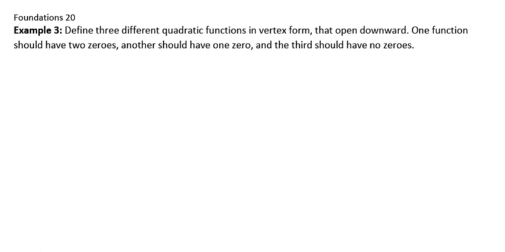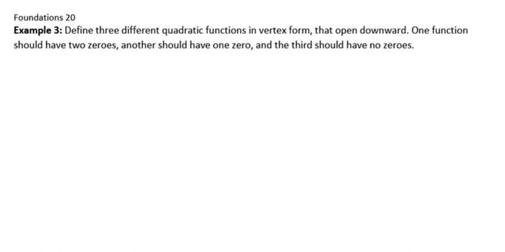Example 3 in 7.6 says define 3 different quadratic functions in vertex form that all open downward. One function needs to have 2 zeros, or 2 x-intercepts or roots. One needs to have 1, and the other one needs to have 0 x-intercepts, or zeros, or roots. So what that means, they're all going to be opening downward.